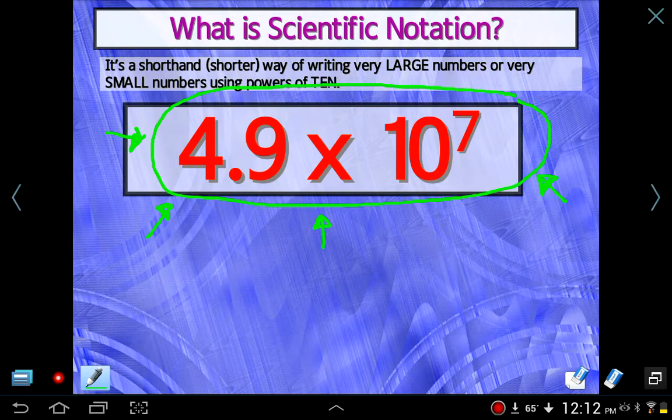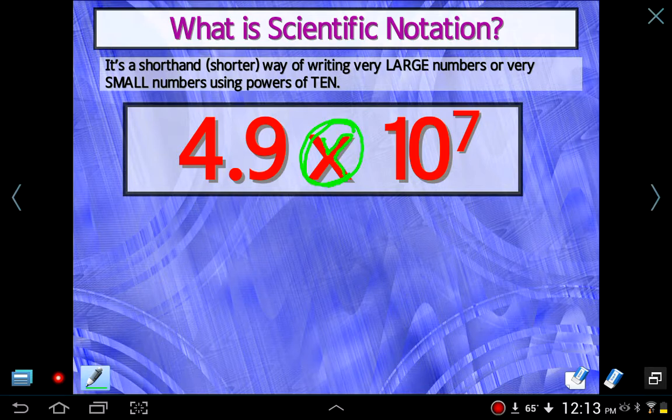Scientific notation is basically a product. You're always going to have multiplication in here, always multiplication. And the first number, you're going to have to move the decimal point in such a way that it's between 1 and 10. What that means is it's got to be greater than 1 and less than 10. That's very important. 4.9 is between 1 and 10.